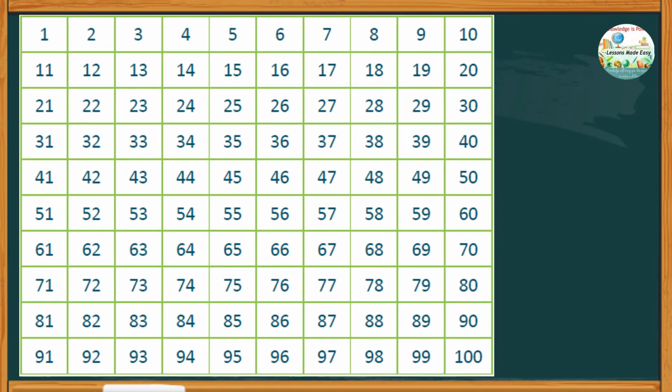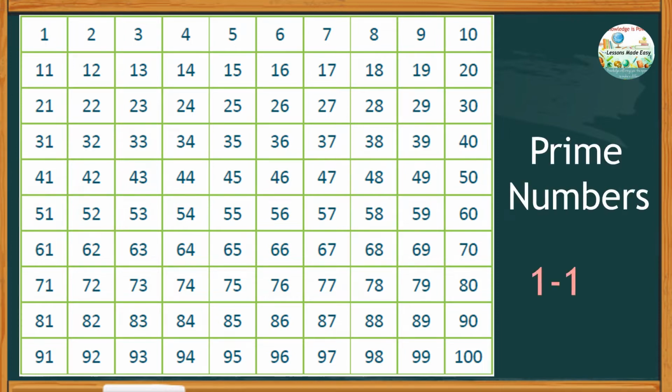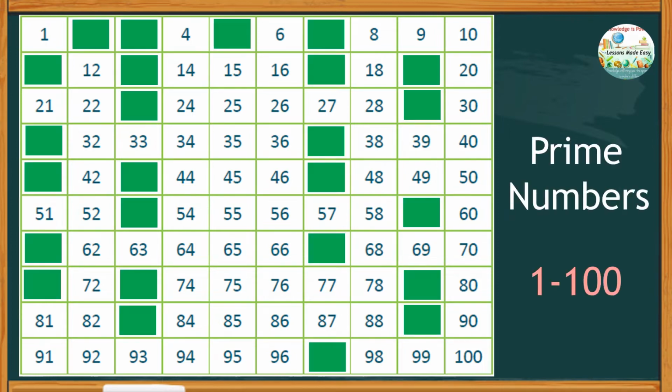Let's have a quick look at the list of the prime numbers between 1 to 100. What are the numbers that are prime? We have 2, 3, 5, 7, 11, 13, 17, 19, 23, 29, 31, 37, 41, 43, 47, 53, 59, 61, 67, 71, 73, 79, 83, 89, and 97.